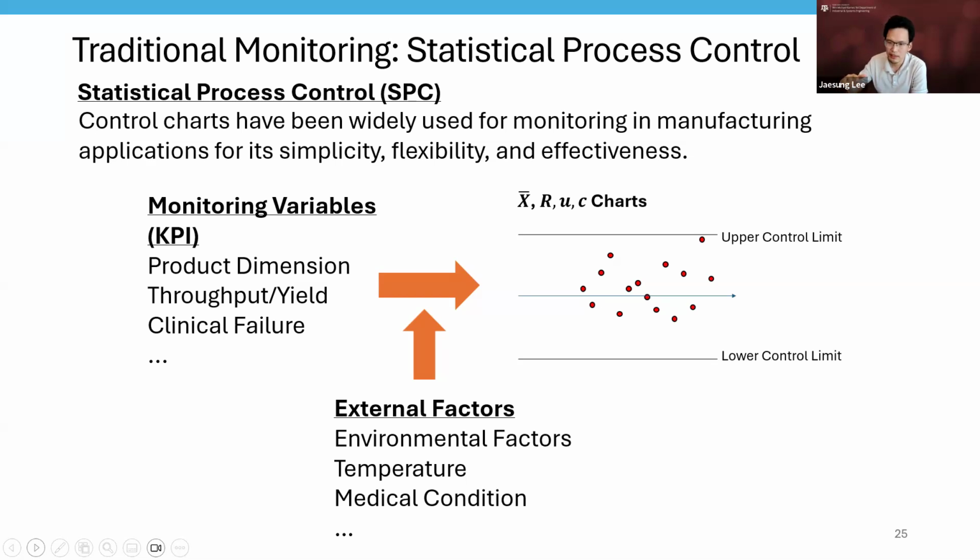If the data points are located within those control limits, we regard the system as being in a normal condition. But once those data points go above the upper control limit or below the lower control limit, we regard it as an alarm, because the probability of going above or below the control limit is very low. For this, we can also consider external factors like the temperature or any environmental factors.